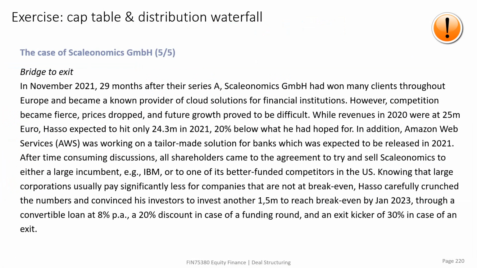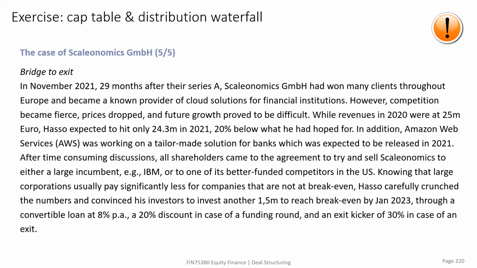Let's take a look at the next chapter. In November 2021, which is 29 months after their Series A, Scalenomics had won many clients throughout Europe and became a known provider for cloud solutions for financial institutions. However, competition became fierce, the prices dropped, and future growth proved to be difficult. While revenues in 2020 were at 25 million euros, Hasso expected to hit only 24.3 million euros in 2021, which is 20% below what he had hoped for.